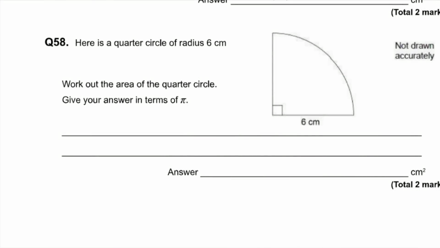Question 58, here's the quarter circle of radius 6 centimeters. Work out the area of the quarter circle, give your answer in terms of pi. So this time the area is going to be a quarter of pi r squared because it's a quarter of a circle. So subbing in what we know, a quarter of pi times 6 squared. 6 squared is 36. A quarter of 36: 4 into 36 goes 9 times, doesn't it? So a quarter of 36, or 36 divided by 4, is 9. So the answer is going to be 9 pi.